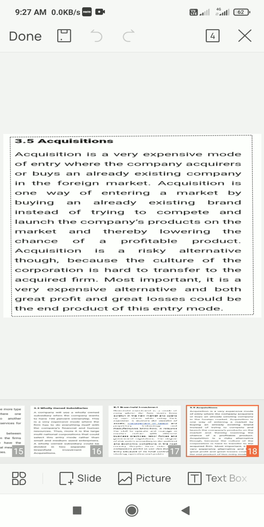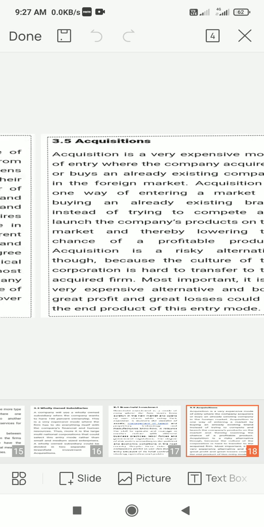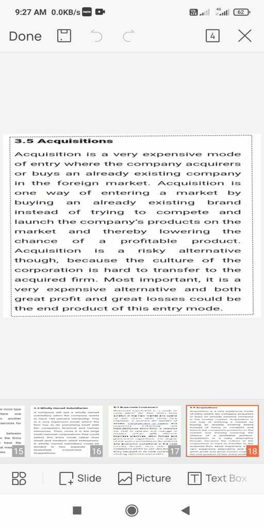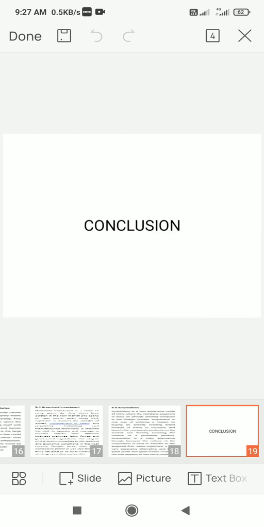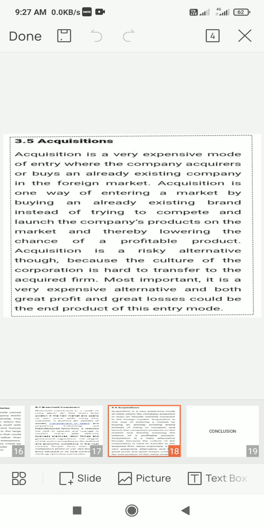Next one is called acquisition. Acquisition is the opposite of greenfield investment, where already existing companies are taken over by another company. Suppose there is a company of yours and I am going to take over your company, so it is called acquisition. So by this acquisition I can enter a foreign market. So it's another way by which you can enter the international market. Okay, so these are the ways by which you can enter an international market.